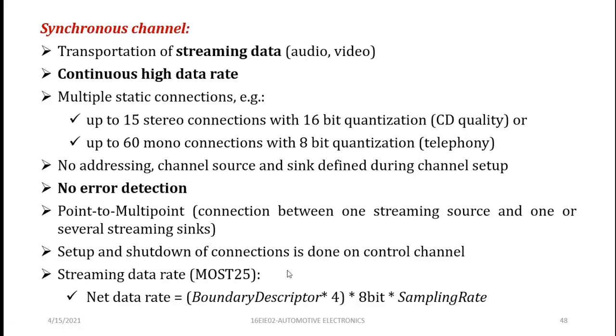And the streaming data rate can be calculated, that is, net data rate is equal to boundary descriptor into 4 into 8 bits into sampling rate. That tells about the streaming data rate of the network.